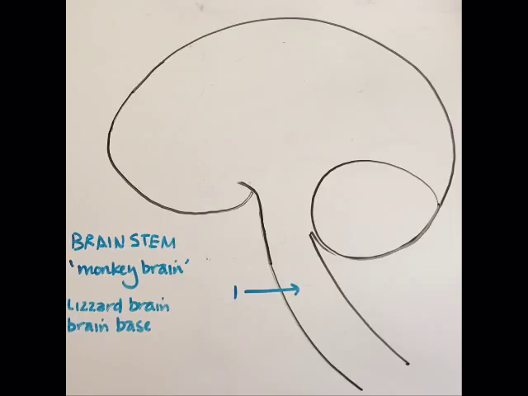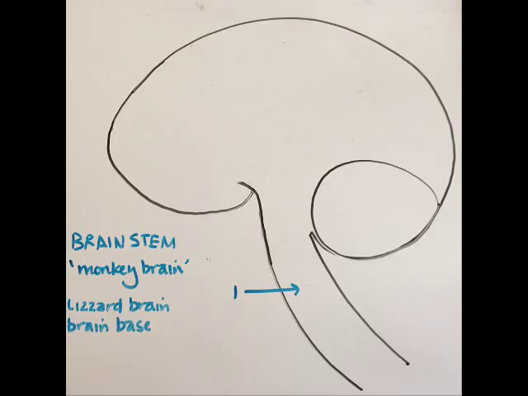So the brainstem, what's its job? I like to call it the monkey brain. Others call it a lizard brain or a brain base. But what goes on here are those instinctive processes that help us to stay alive and survive. So these are all of our innate needs and all of our primal needs.